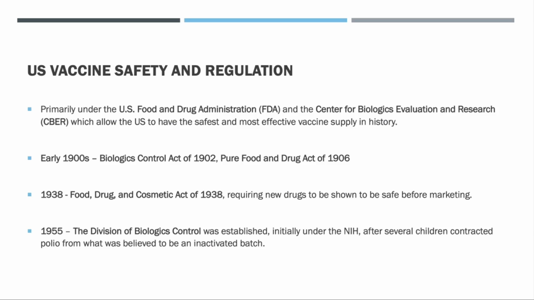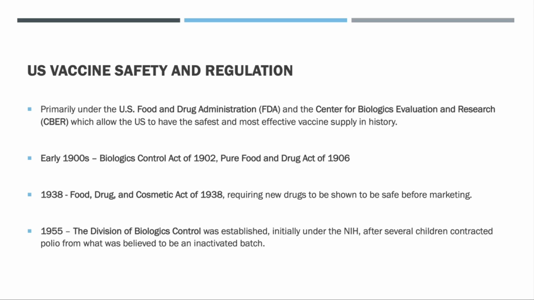Of course, most of this occurs in the United States under the Food and Drug Administration, under the Center for Biologics Evaluation and Research, which is what allows us to have the safest and most effective vaccine supply in history. I mentioned early in the talk some of the early events that led to the Biologics Control Act and the Pure Food and Drug Act in the early part of the century. And of course, it's been a progression since that time.